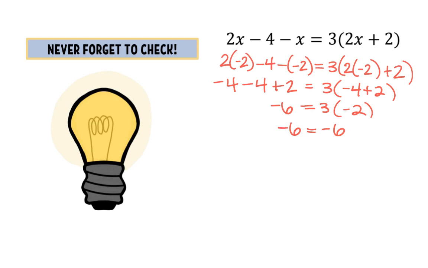So by following my check step, I've substituted the -2 everywhere that I had an x. And at the end, I got the equation -6 equals -6. Because that is in fact a true value, that means that, yay, we got this equation correct.